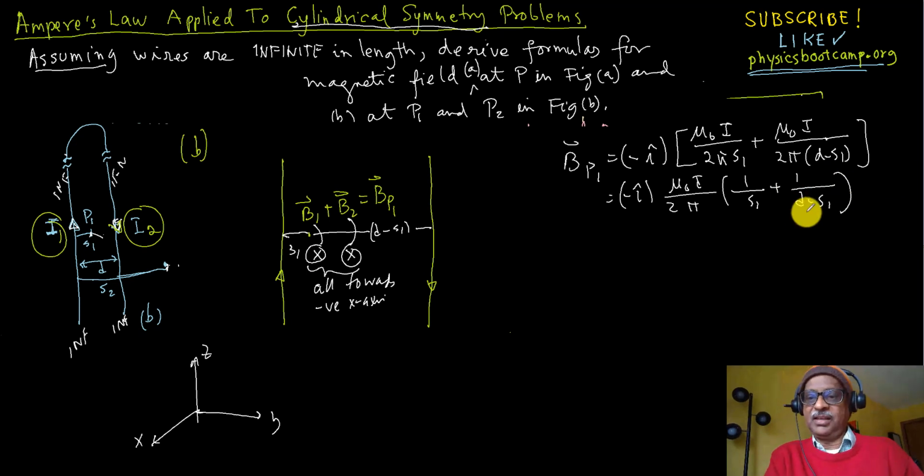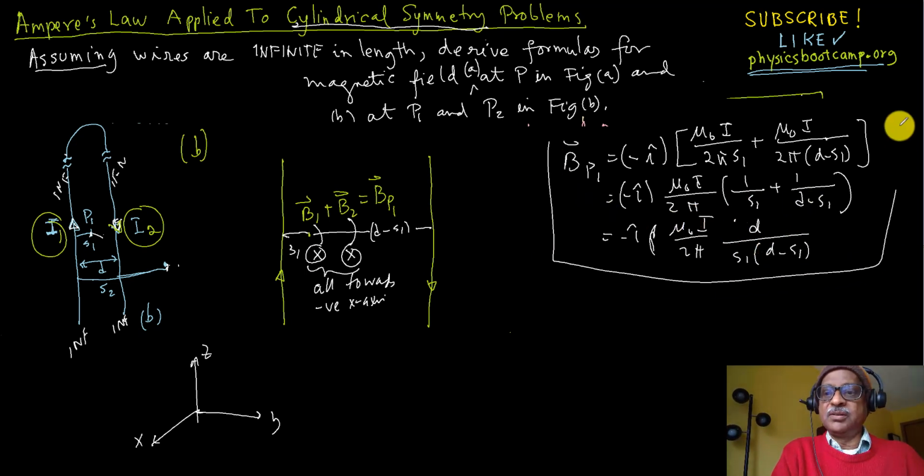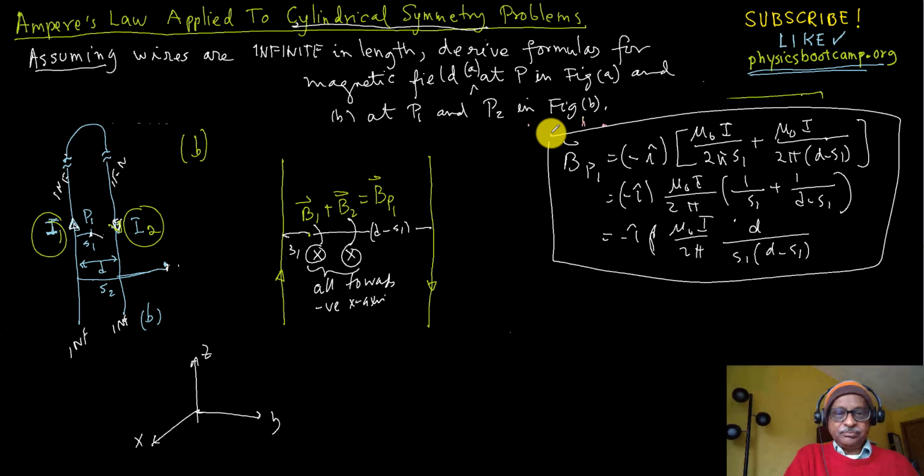So you can combine them: minus i hat mu naught I over 2 pi, D over S1 times (D minus S1). So that's the answer for that point. How about if I had a point on the other side, a point over here?